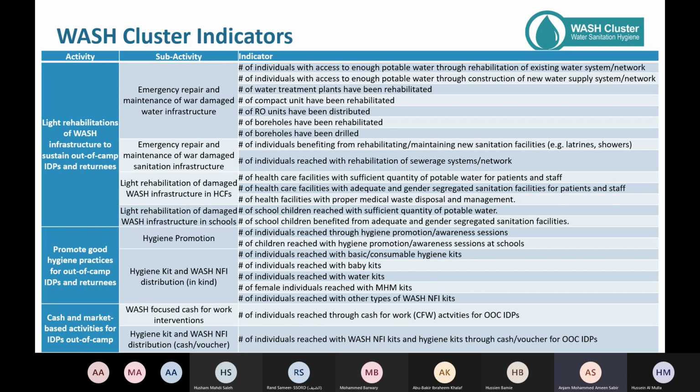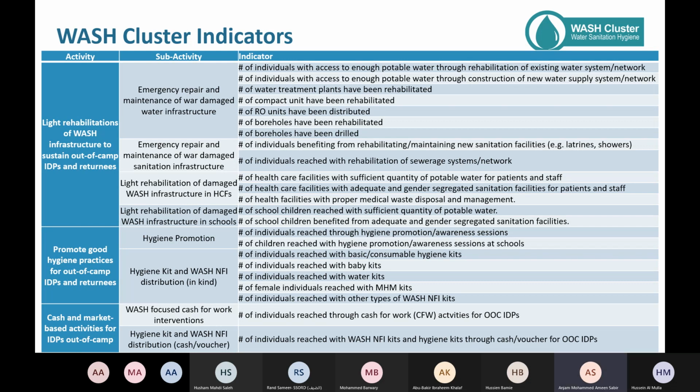The other sub-activity here is the light rehabilitation of damaged WASH infrastructure in schools. We have two indicators, which are number of school children reached with sufficient quantity of potable water in school, and number of school children benefiting from adequate and gender segregated sanitation facilities. The other activity for out-of-camp and returnees is promote good hygiene practices. We have hygiene promotion sub-activity and hygiene kit and WASH NFI distribution.